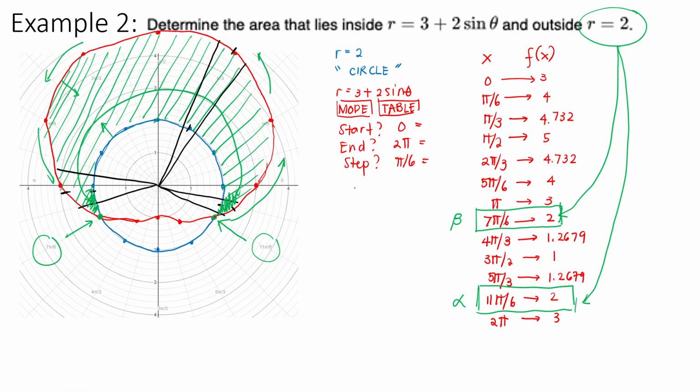Again, we need to follow the condition that alpha should always be lesser than beta. Notice that alpha here is bigger compared to your beta. If we compare, 11 pi over 6 is greater than 7 pi over 6, right? So we have not yet fully met the condition that alpha should be lesser than beta. To do this, we're going to get the negative counterpart of 11 pi over 6, which is negative pi over 6. The negative angle counterpart.